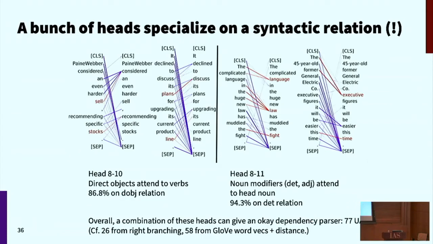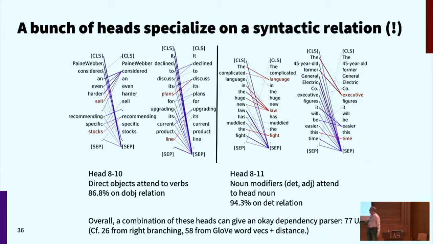So here's head 10 on the 8th layer of BERT, and basically it has direct objects attend back to their verbs. So it's the whole of a direct object NP actually. So what we have is "Paine-Weber considered an even harder sell," and all of the words "an even harder sell," the object, are depending back on "considered." Or then it's "recommending specific stocks," and we have "specific stocks" attending back to "recommending." So that's a direct object detector.